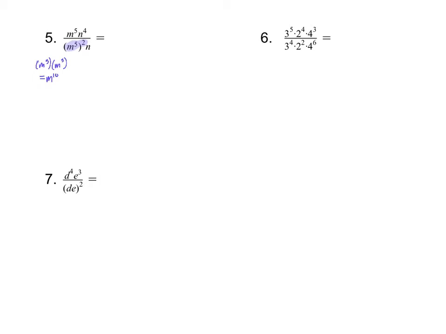So what's really going on here is we have m to the 5th on top, n to the 4th on top, over m to the 10th on bottom, and n on bottom. All right, so I'm going to start by expanding this one out.